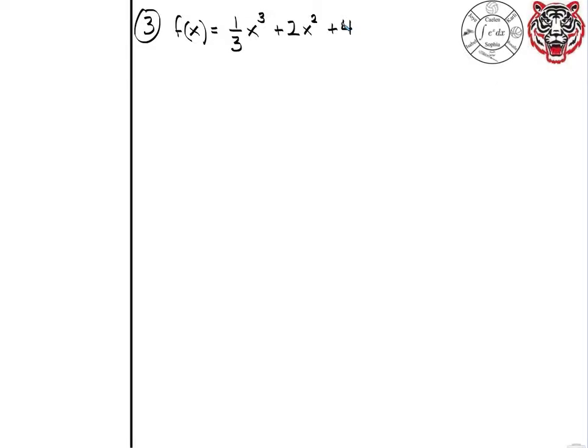I need to know by the very end of this, where are the critical points, critical values for the function? Where is the function increasing? Where is the function decreasing?